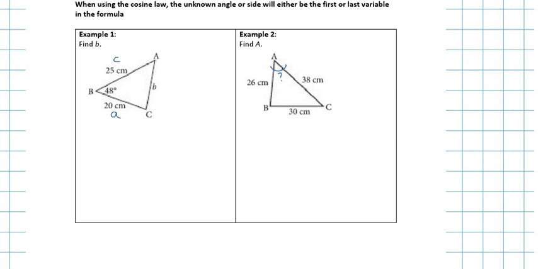So B squared equals A squared plus C squared minus 2AC cosine angle B. Right? You know what side A is, you know what side C is, correct? You know what angle B is, correct? So with this formula I should be able to plug in everything and then solve for B.